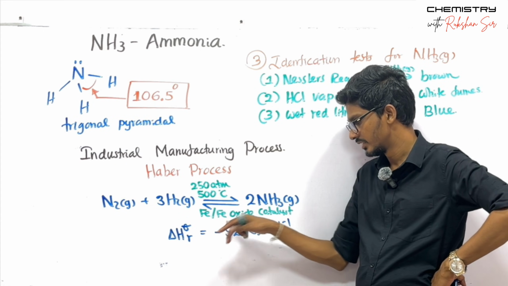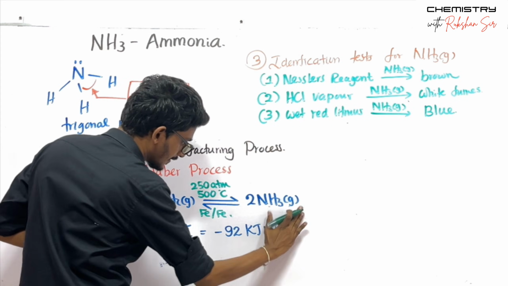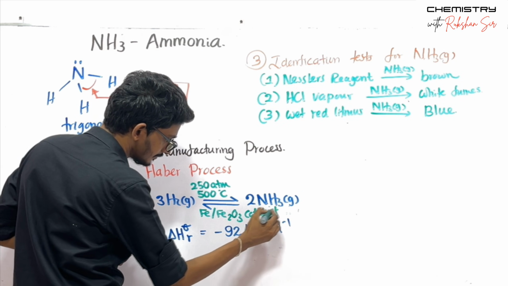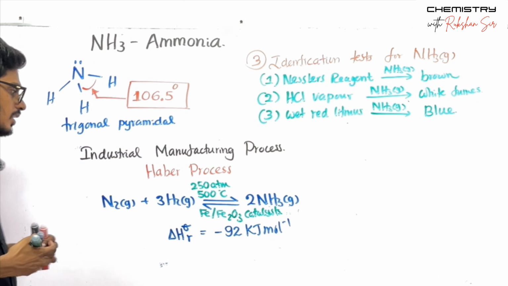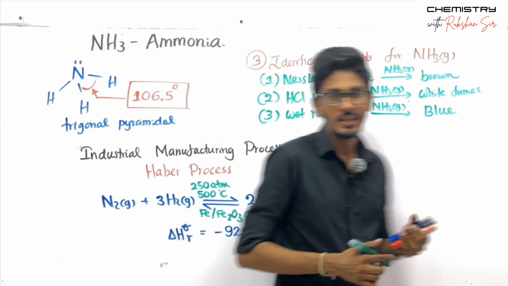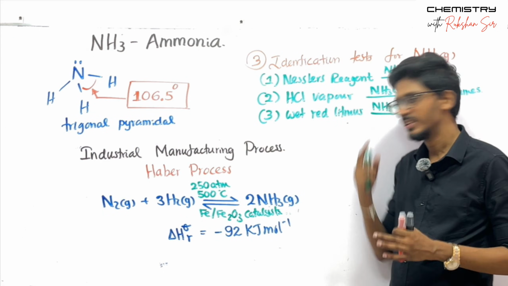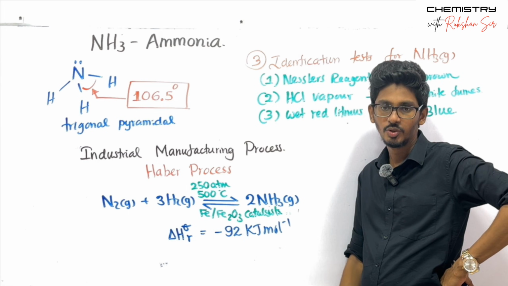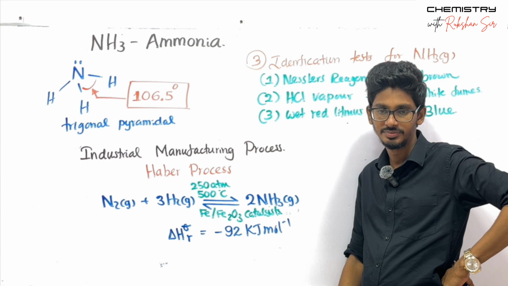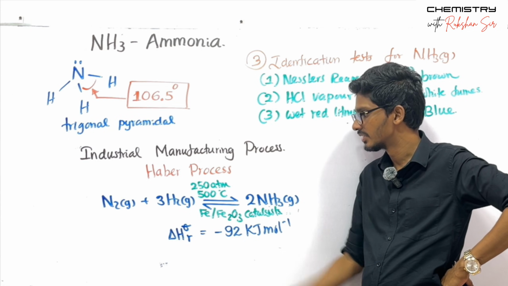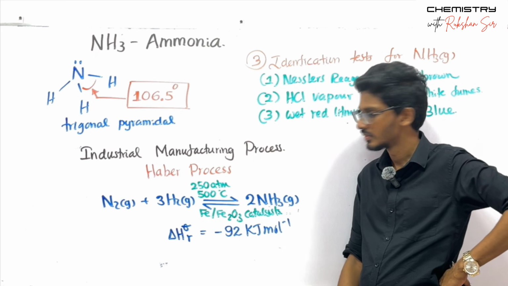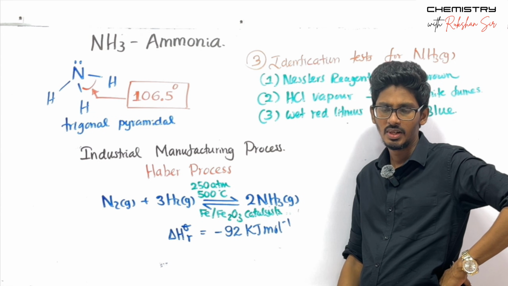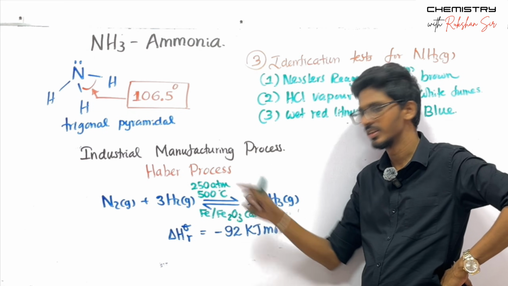So ferric oxide, Fe2O3. Okay, so this is the industrial process. We'll discuss a bit about this. So basically 250 atm and 500 Celsius. Those are the two values there. Not normal conditions, but these conditions should be maintained.